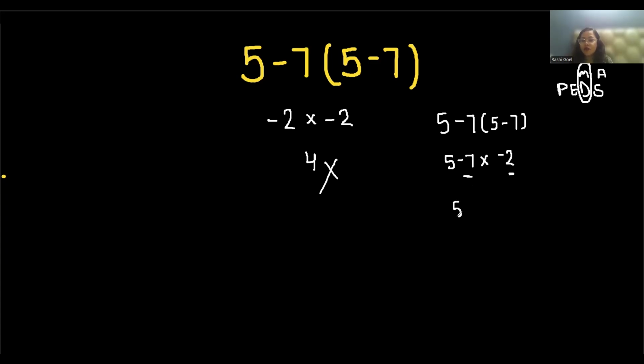So first we'll give priority to multiplication. So 7 times 2 is 14 and minus minus is plus. So it becomes 5 plus 14, which is equal to 19. So the correct answer is 19, not 4. So if you follow this approach, you always reach the correct answer.